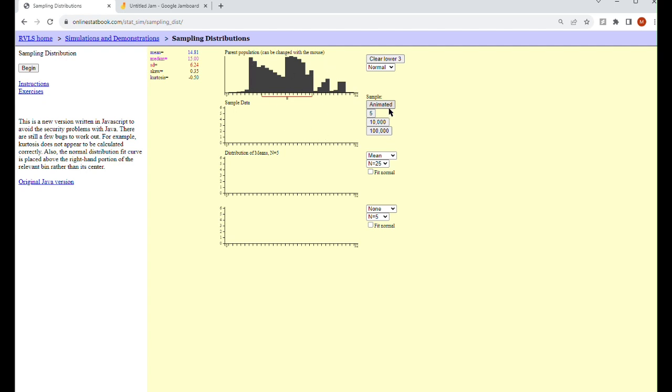And now let's take a sample of 5, right? So let me show you, this also animates for us, right? So we took a random sample of 5. Oh, sorry, I think I've set it to 25.